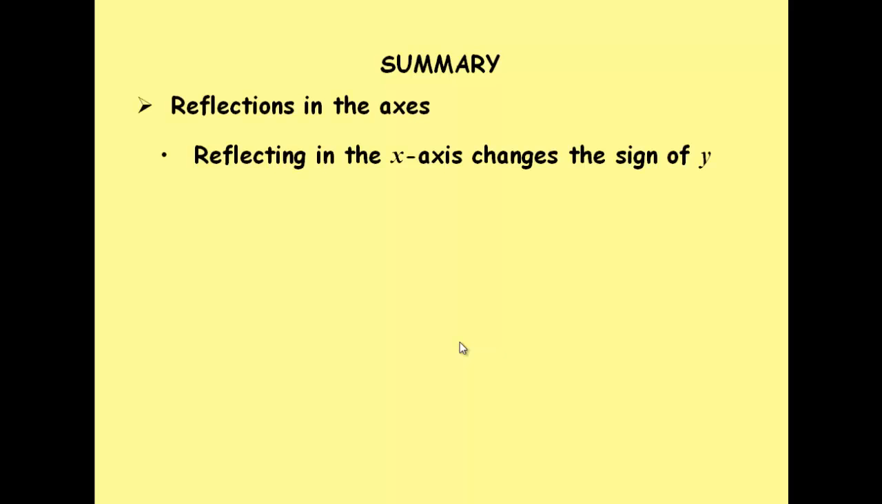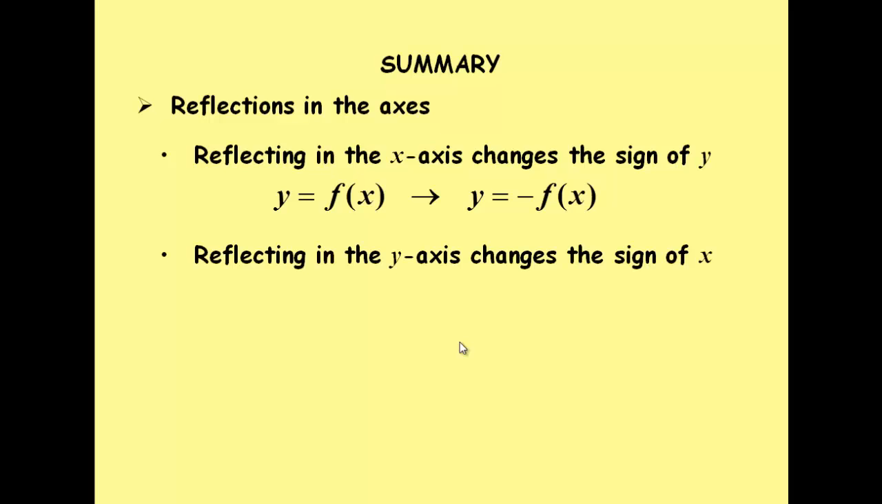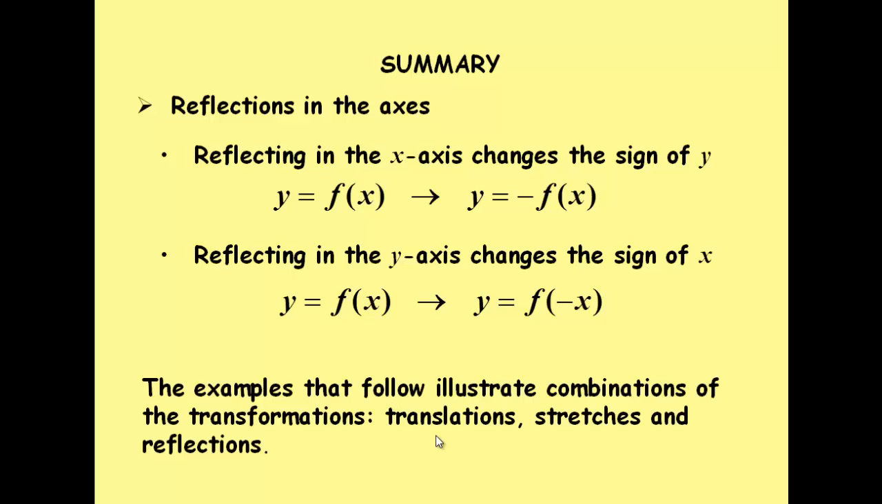So to summarise, reflection in the x-axis changes the sign of y, so the whole thing changes. Reflecting in the y-axis changes the sign of x. We'll have a quick look at some examples.